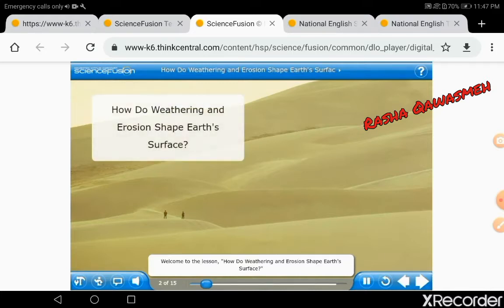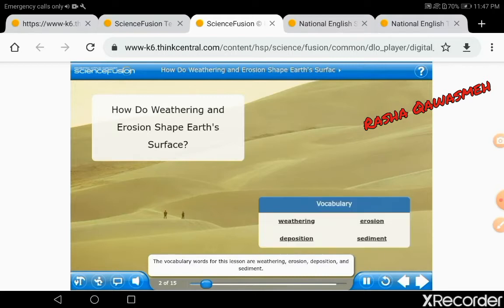Welcome to the lesson, How do Weathering and Erosion Shape Earth's Surface? In this lesson, you'll discover how Earth's surface is constantly changing. You'll also explore how weathering, erosion, and deposition by the movement of wind, ice, and water cause these changes. The vocabulary words for this lesson are weathering, erosion, deposition, and sediment. Click each word to learn more about it. So what changes the Earth's surface? Weathering and erosion. How are they formed? By water, wind, plants, could be human. Let's see the vocabulary words first.